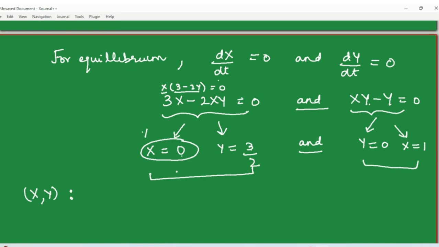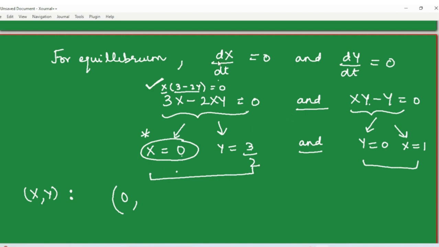Let's freeze this option. Let's take x to be 0 and look for what all combinations we can have. If x is 0, this surely is 0. Dx by dt is surely 0. Let's see when can dy by dt be 0, when we club it with x equal to 0. So freezing x equal to 0, what are the possibilities for y?